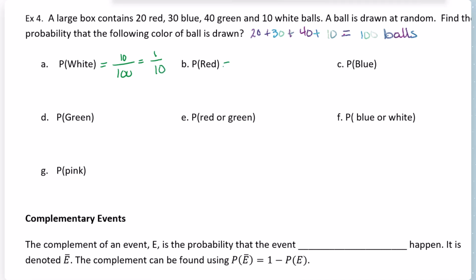Probability of being red. Well, out of the 100, there are 20 red. Again, we need to simplify. 20 goes into itself once, 20 goes into 100 5 times, giving 1/5.